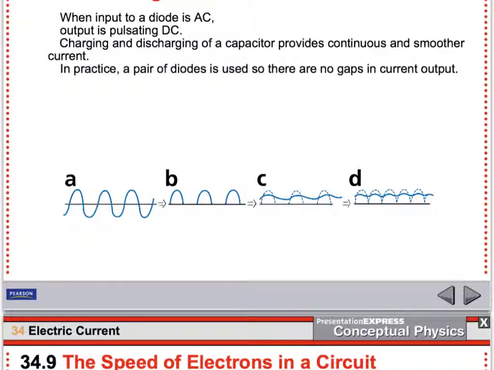Here's a graphical representation of how they work together. The diode would cause it to go from A to B and only allow current flow in one direction. The capacitor kind of fills in the gaps by smoothing out the signal and creating a smooth DC voltage signal. So that is how devices that operate on DC voltage can still be plugged into an AC outlet through a converter.